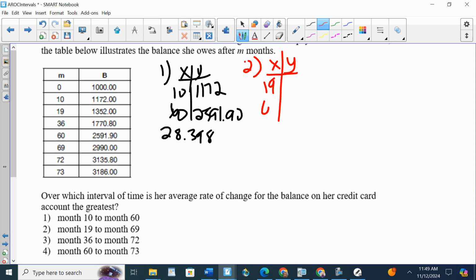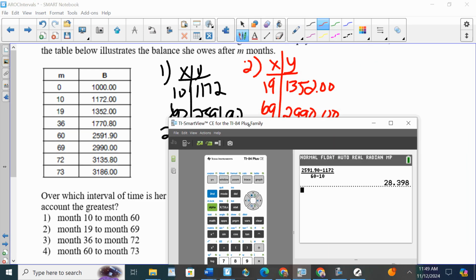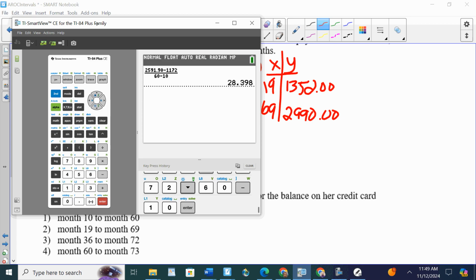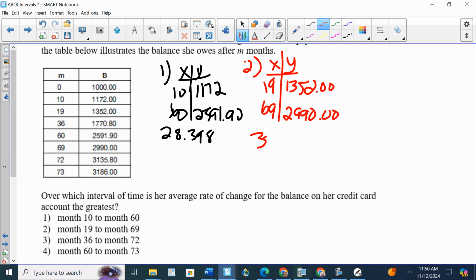19 to 69. 19 is 1352.00. 69 is 2990.00. Bottom minus top. 2990.00 minus 1352.00 over 69 minus 19, 32.76. Choice 3.